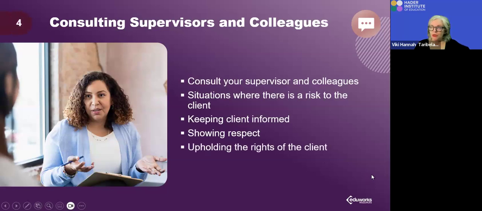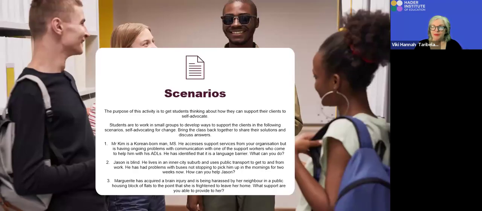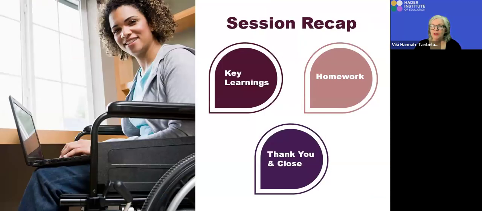So if you're unsure, make sure you ask your organisation and that you keep your client updated. Of course, we're respectful. It's our professional conduct and always upholding the rights of the client in that space. There's some more scenarios to run through around reflection, and that wraps up our key learnings around CHCADV001. But I would like to just walk you through the assessment task, and I'll take you over into the portal for this one.